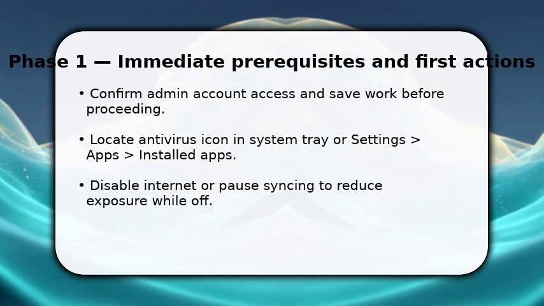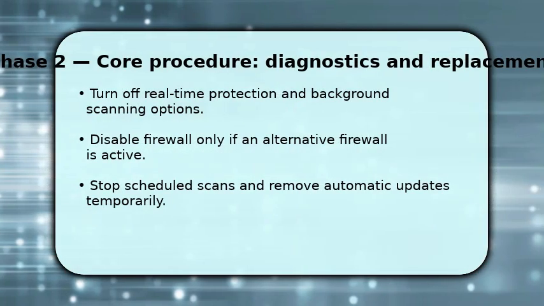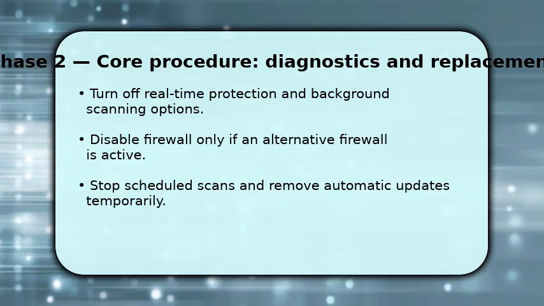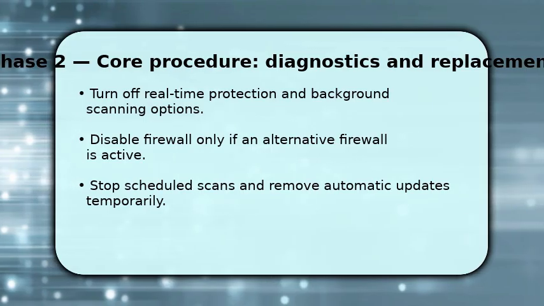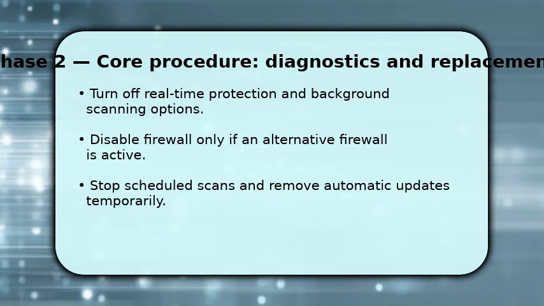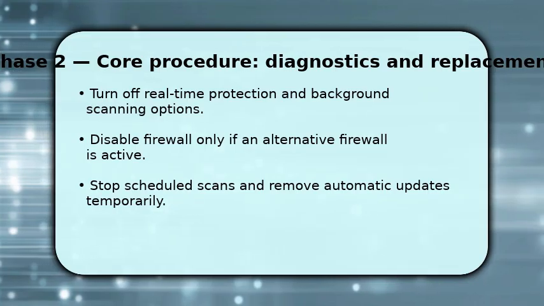Now, dive into the core protection toggles. Turn off real-time protection first, since that immediately prevents automatic blocking. Next, disable background scanning and scheduled scans so the service does not restart checks on its own.